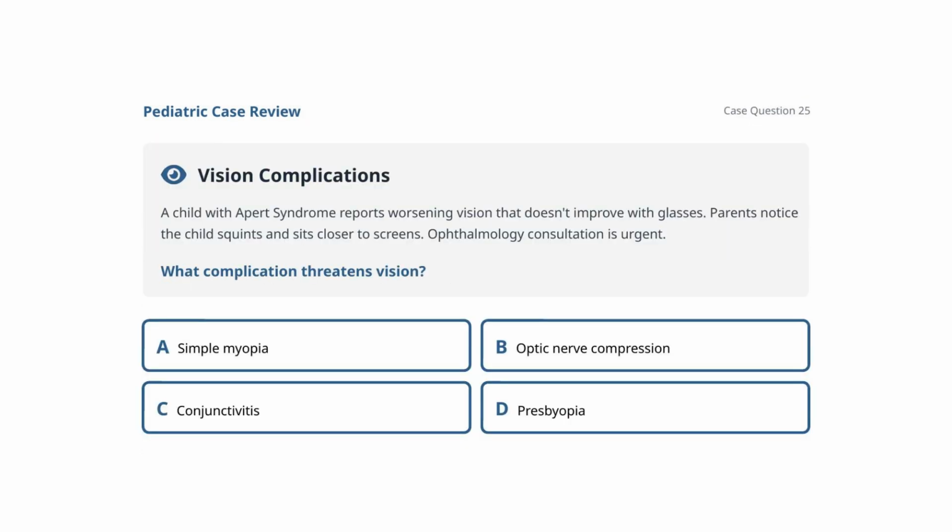A child with Apert syndrome reports worsening vision that doesn't improve with glasses. Parents notice the child squints and sits closer to screens. Ophthalmology consultation is urgent. What complication threatens vision in Apert syndrome? Option A, simple myopia. Option B, optic nerve compression. Option C, conjunctivitis. Option D, presbyopia.